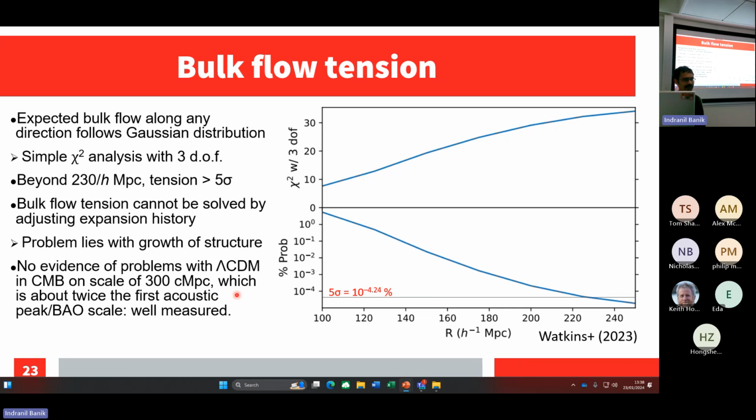Some people have argued that this is because in the early universe there was more power on this scale than expected in ΛCDM, which is why there's more power on that scale than expected today. However, this is not correct, because if you look at the CMB on this kind of scale, there's no evidence for any kind of issues. This is a problem with the way structures grew in the millions of years after the CMB was set. It's also not a problem at the background level. It's a problem to do with structure in the universe.